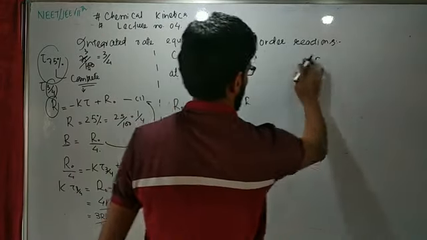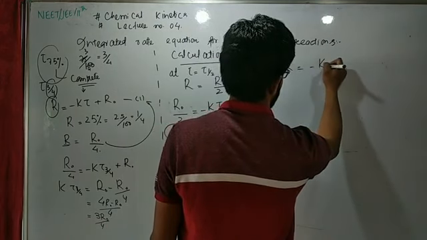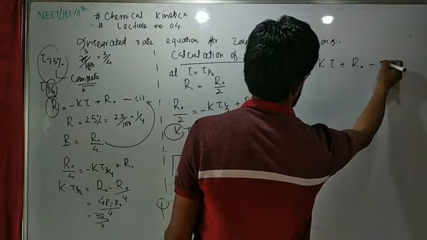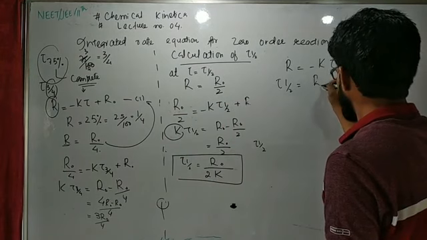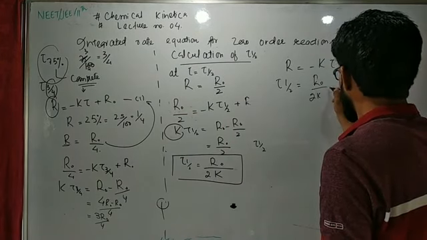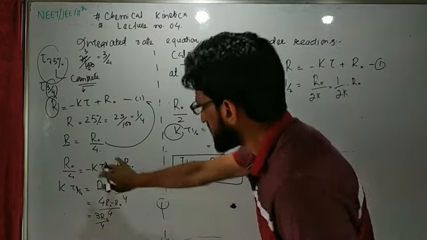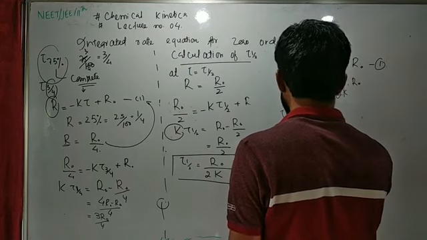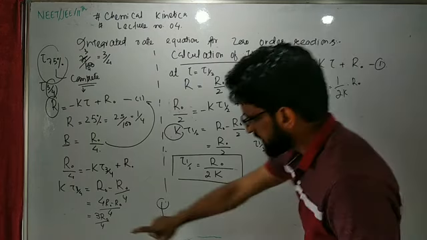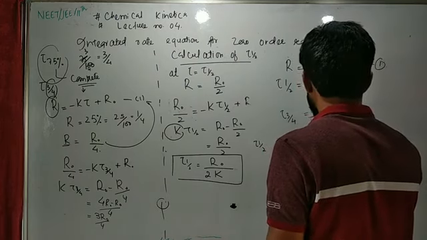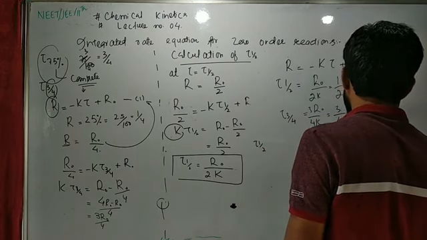Thus, first is the equation of this zero order reaction, that is R equal to minus KT plus R naught. This is the general equation. Then we found T half, which is equal to R naught by 2K, or 1 by 2K into R naught. Now we found T 75% or T 3 by 4. T 3 by 4 is equal to 3 by 4 R naught by K.